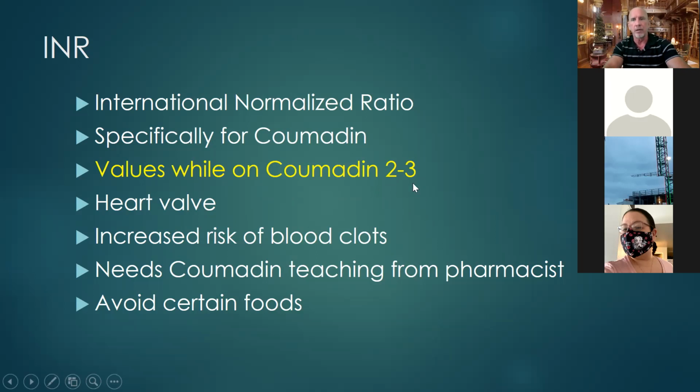We'll be taking INRs on the patients. But this is going to be ingrained in your head. If your patient is on Coumadin, you want their value to be 2 to 3. If it's too low or too high, you let the doctor know, so that he can adjust their Coumadin to get them into the 2 to 3 range.